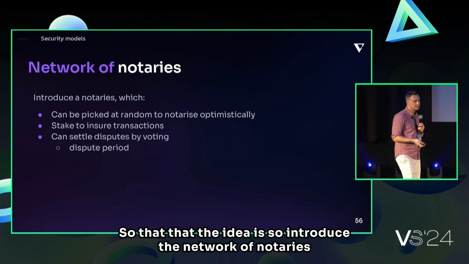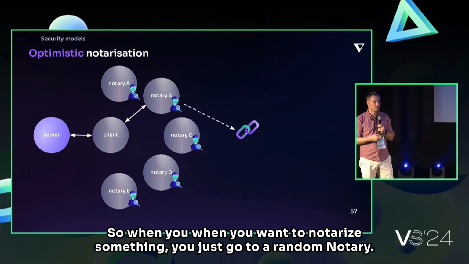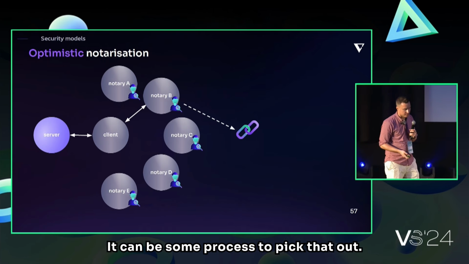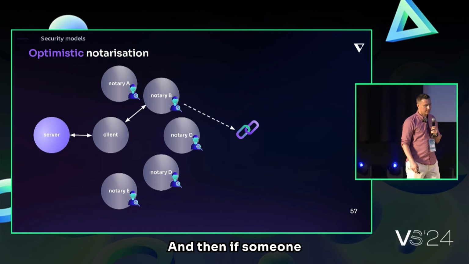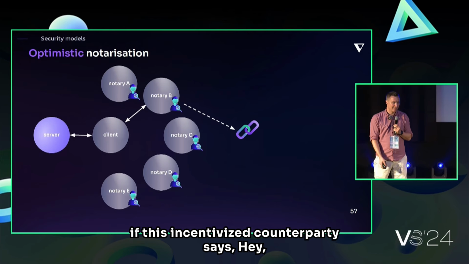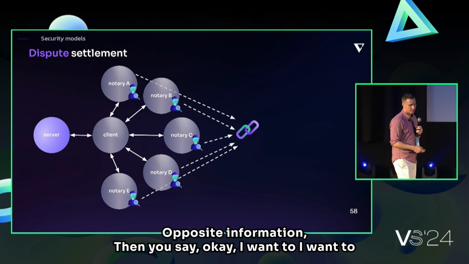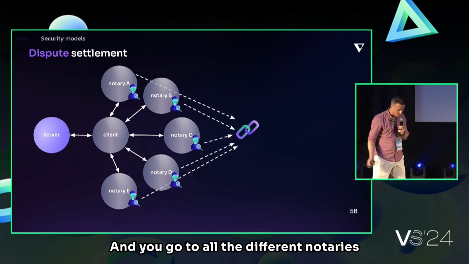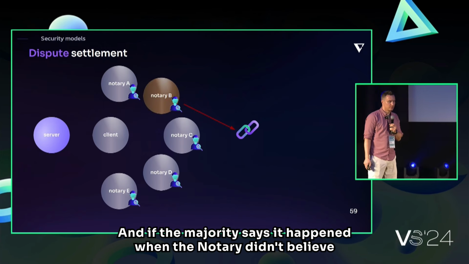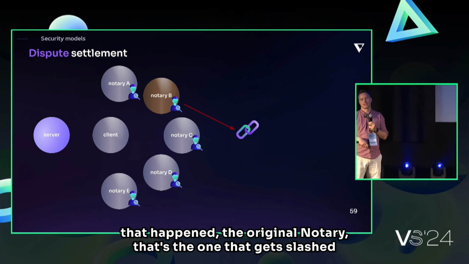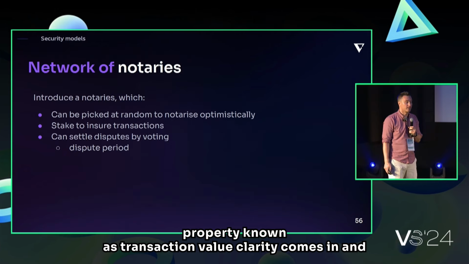the idea is to introduce a network of notaries, and basically it's an optimistic notarization, right? So when you want to notarize something, you just go to a random notary. You can pick yourself, it can be some process to pick that up, but I think you can pick yourself, or randomization is perfectly fine. And then if this incentivized counterparty says, hey, but I did send a transaction, or whatever the opposite information is, then you say, okay, I want to start a dispute, and we're going to settle. You go to all the different notaries and do a settlement, and then the majority votes. If the majority says it happened, when the original notary didn't believe it happened, that original notary is the one that gets slashed, the one that pays insurance, and that's where the property known as transaction value clarity comes in handy.